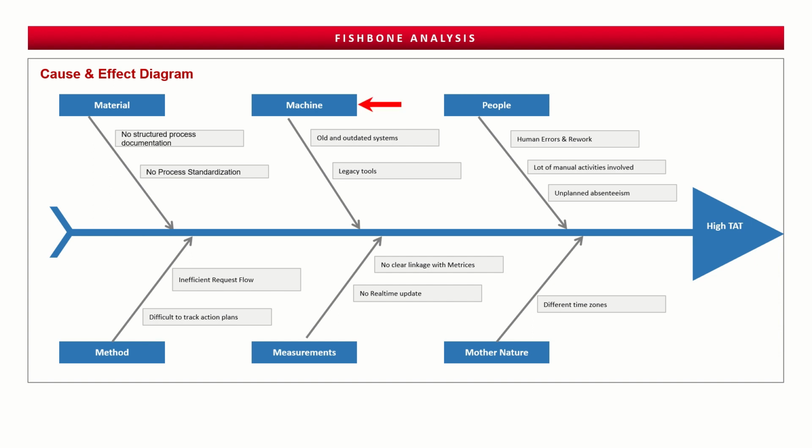Under machine, old and outdated systems and legacy tools were used. Under material, they had no structured process documentation and there was no process standardization. So these are the issues under material and method. Inefficient request flow and difficulty in tracking action plans were some of the highlighted causes of this high turnaround time.